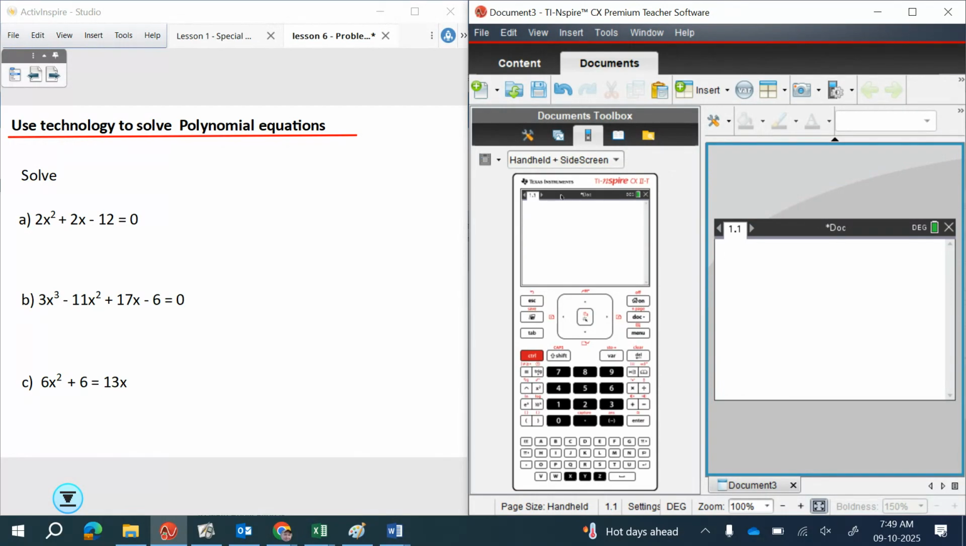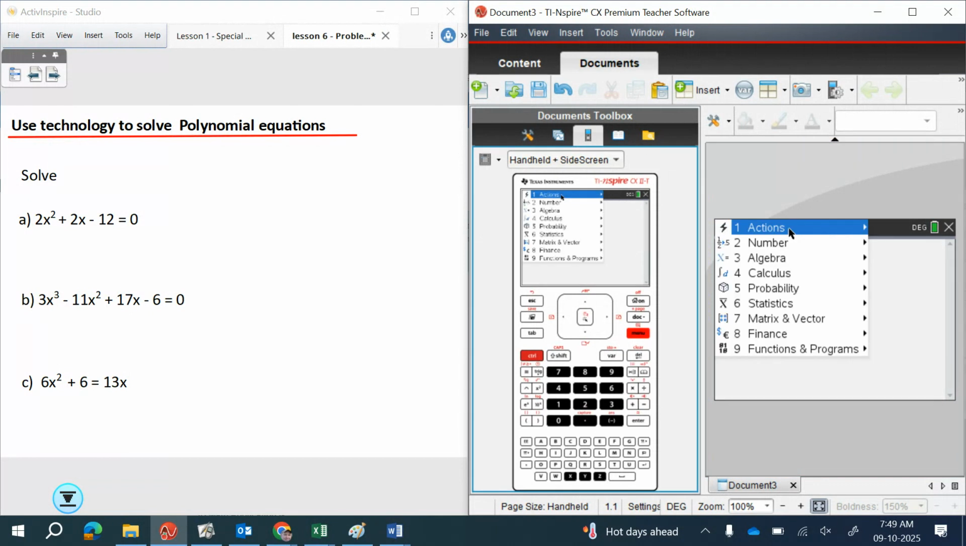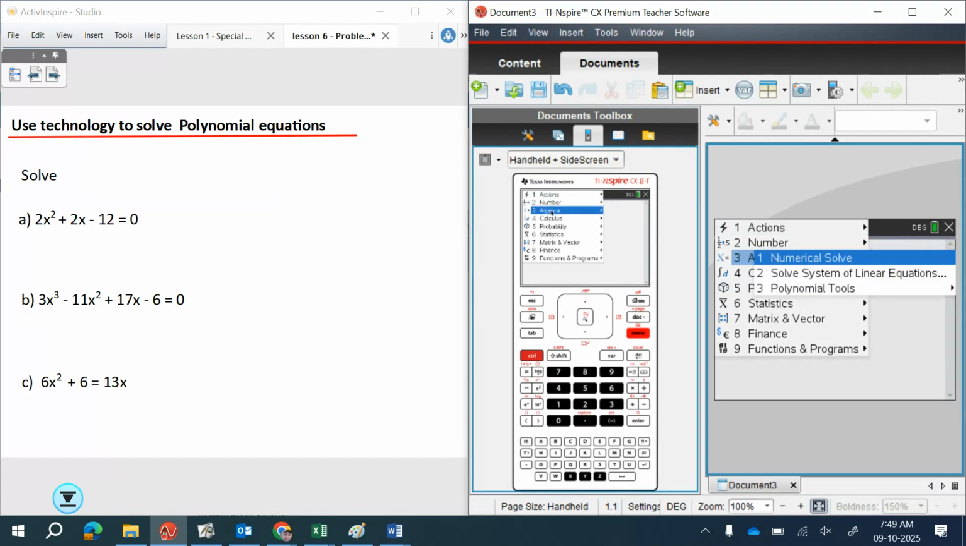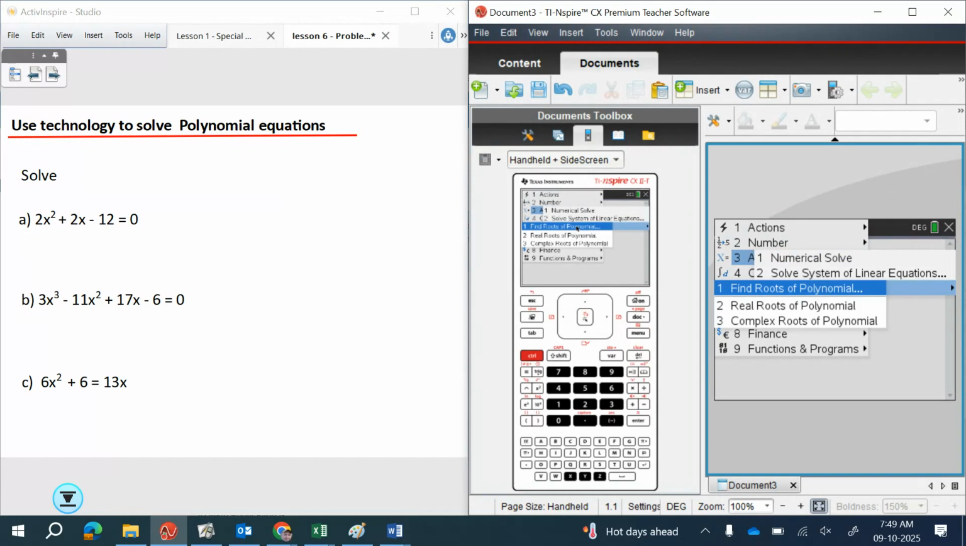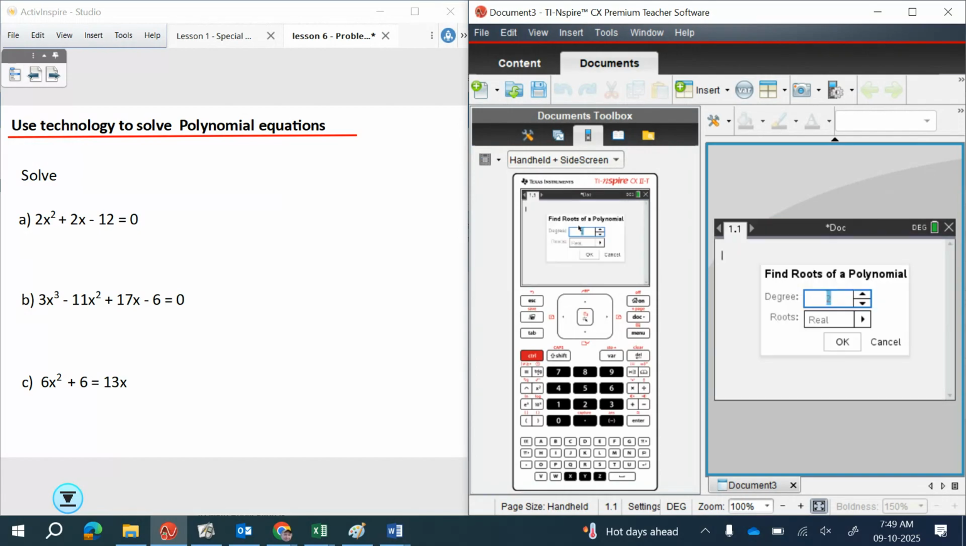So first, get your calculator warmed up and press menu. This is obviously algebra, number 3, and we want the polynomial tools, number 3. And then we want number 1, find the roots of a polynomial. It's going to ask you the degree of the polynomial, how many roots it's going to have. So if we look here on the first one, we can see that this is going to be a second degree, so it's already set for that. And then we click OK on this.